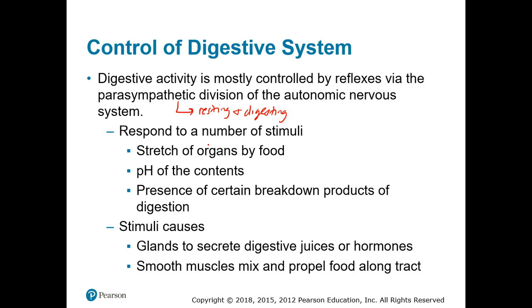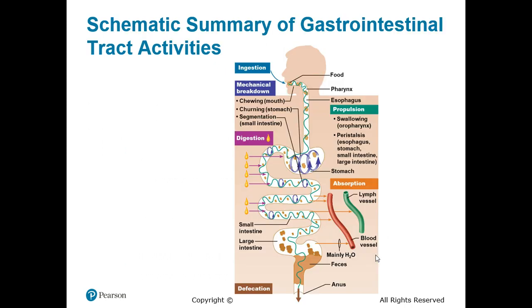It's going to respond to pH levels, whether it's something acidic or very alkaline or basic. And then it's also going to pay attention to the presence of different products in the digestive system. Do I have protein that needs broken down? Do I have carbohydrates? And then once you pick up these stimuli, it causes your body to either create digestive juices, release hormones. It also causes your smooth muscles to start contracting and relaxing to help mix and propel food along your digestive tract.